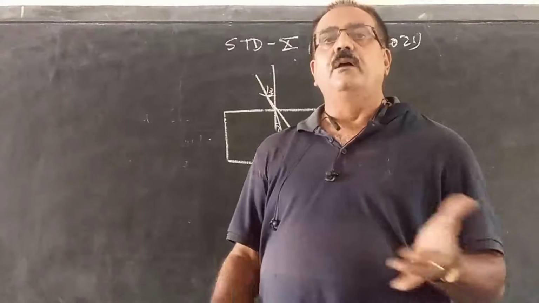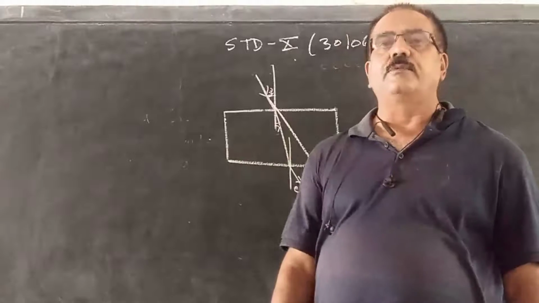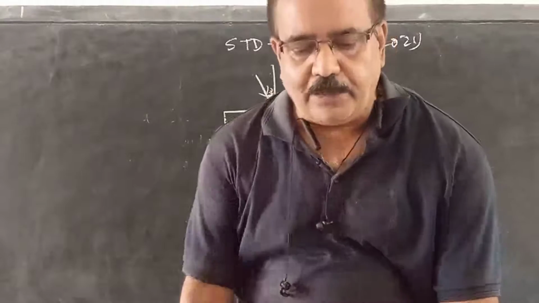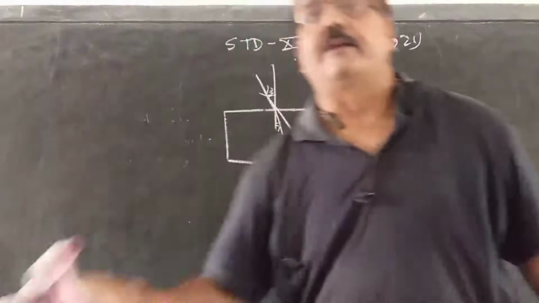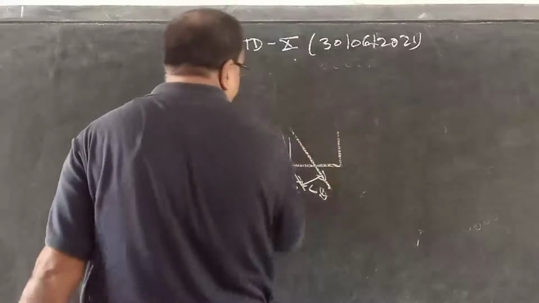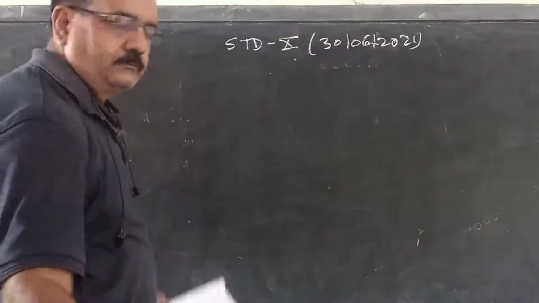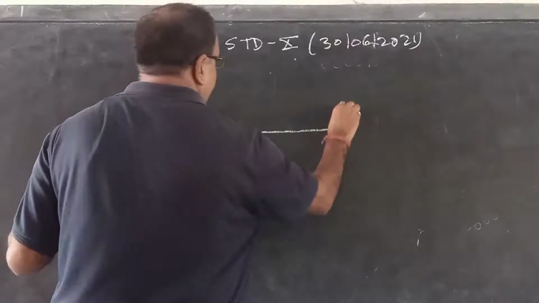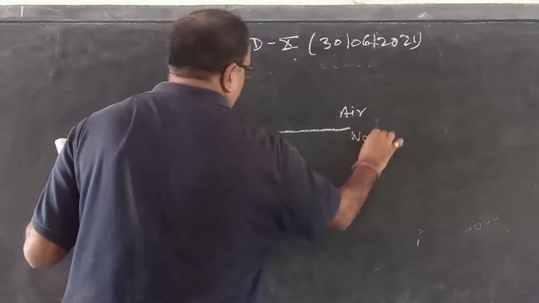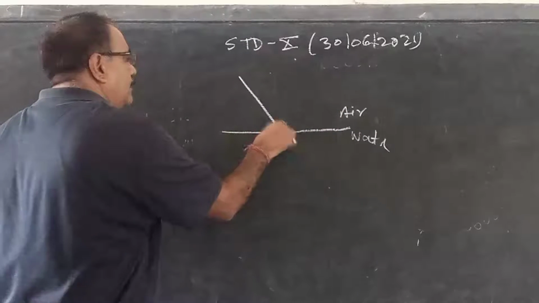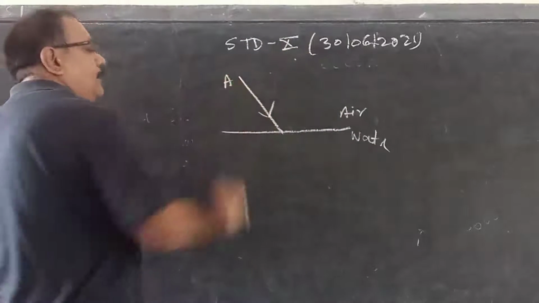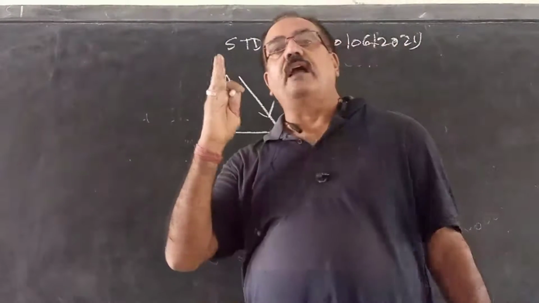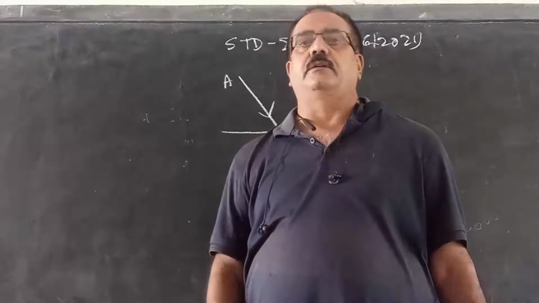What type of question is coming? A question will be coming on lateral displacement, factor one. An incomplete diagram will be given, and you have to complete the diagram. Say this one. This is air, this is water. One ray A is given. Now you have to show the reflected ray and the refracted ray.